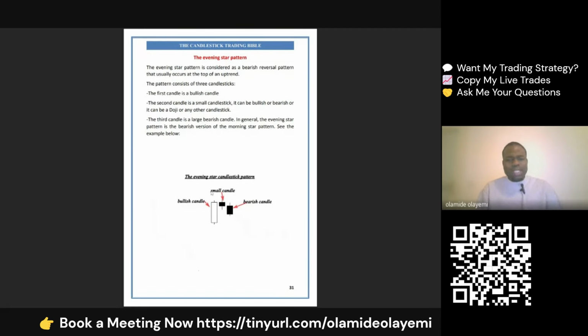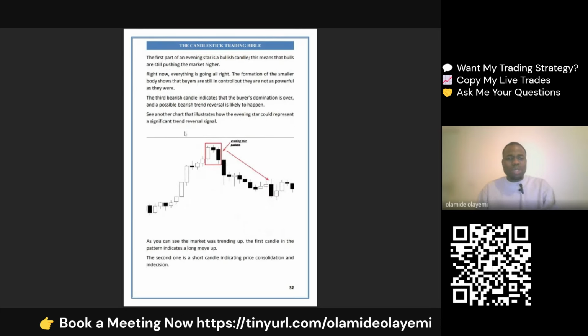All right, and then we have the evening star candlestick. This is the opposite of the previous one. Let's look at an example of this so you can see the evening star. The market was formerly in a bullish trend. The price was going up. And then it got to this place. There was this candle, and then there was this little bearish candlestick the next day. And then again, the next day, there was now a long bearish candlestick.